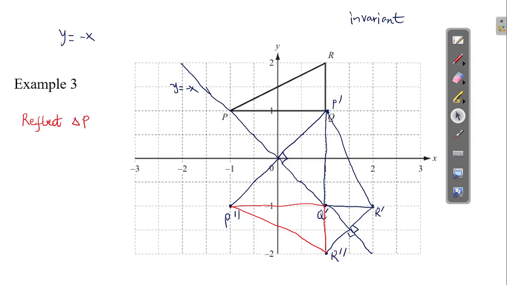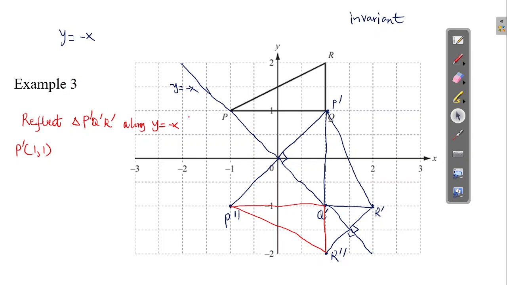Triangle P prime, Q prime, arrow prime, right? So I'm reflecting this along y = -x, right? So this is what I'm trying to do here. Then for P prime, now the coordinate of P prime is 1, 1. So 1, 1.